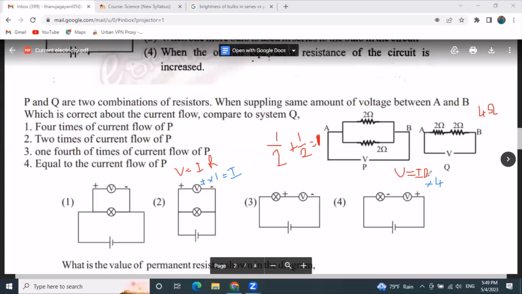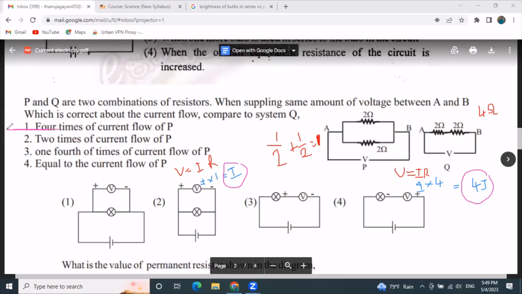Then the current flowing through this conductor is 4 times, because I into R, accordingly 4I. So now you can find the relationship here. Here the current is 4I, here the current is I. That means the current flowing through the circuit Q is 4 times that of P, 4 times the current flowing through P.